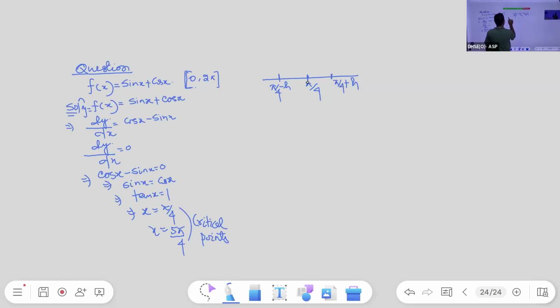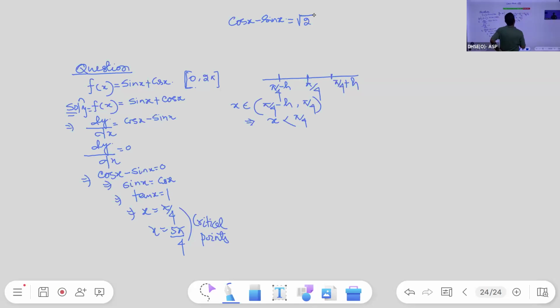Let x belongs to pi by 4 minus h to pi by 4. This implies x is less than pi by 4. Okay. So what is the sign of cos x minus sin x? You know, cos x minus sin x can be written as root 2.